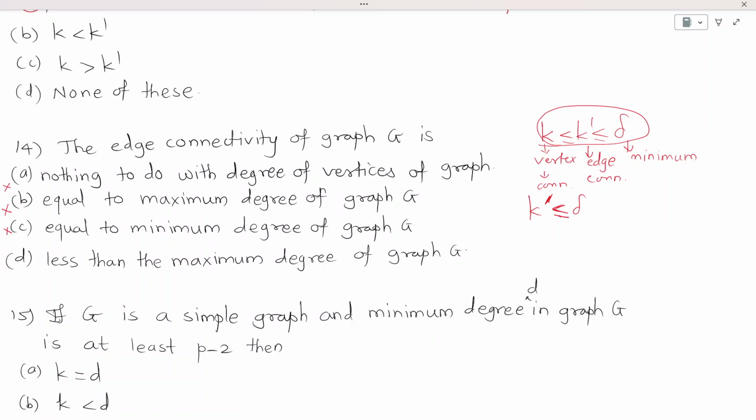Less than maximum degree, this option is correct because k dash less than or equal to delta, and delta will be always less than or equal to maximum degree of graph G. So we can easily say it will be always less than the maximum degree of graph G. So option D is correct option.